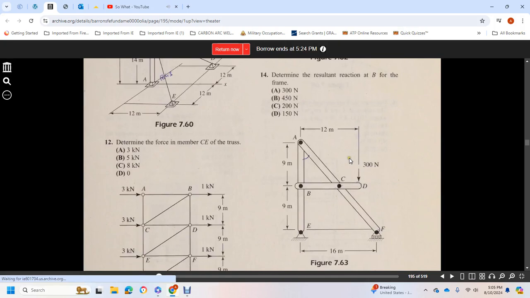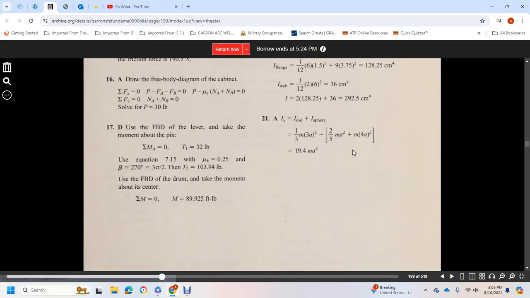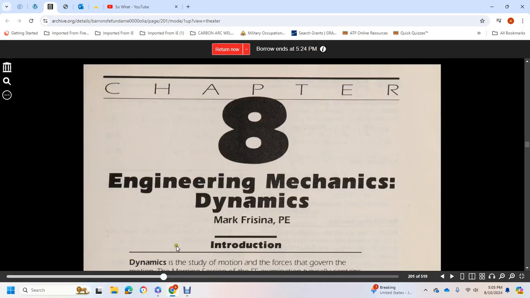Practical problems, engineering. Alright, we're moving on to Chapter 8, Engineering Mechanics: Dynamics.